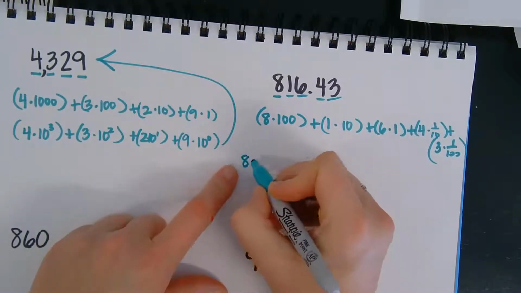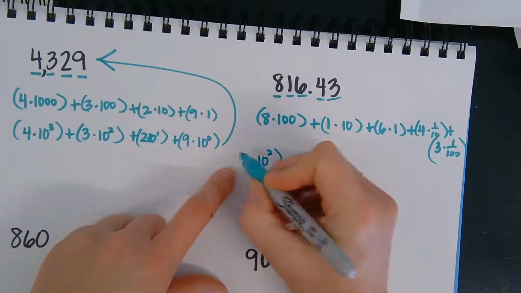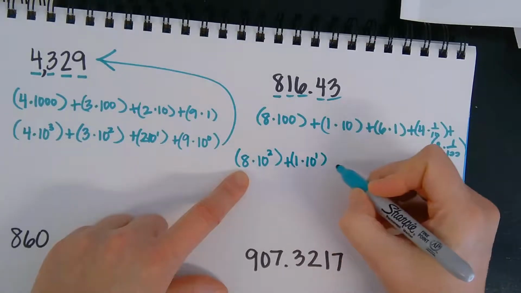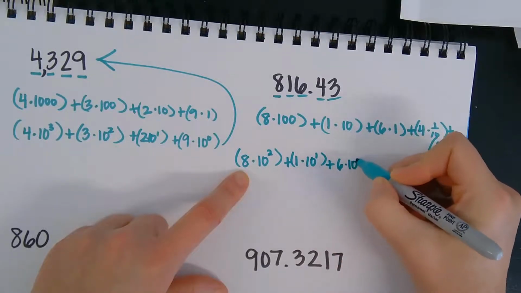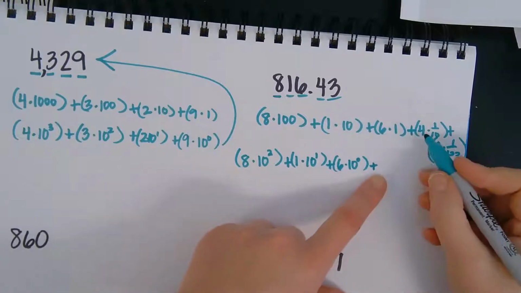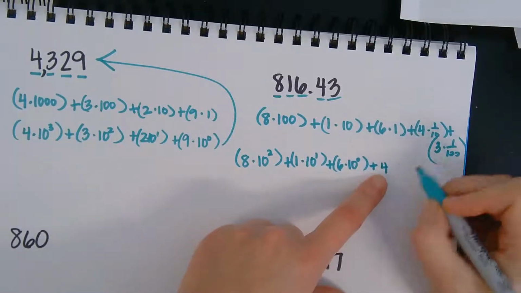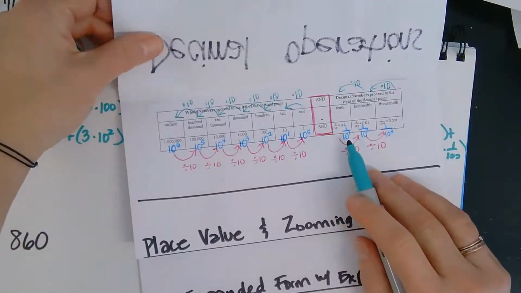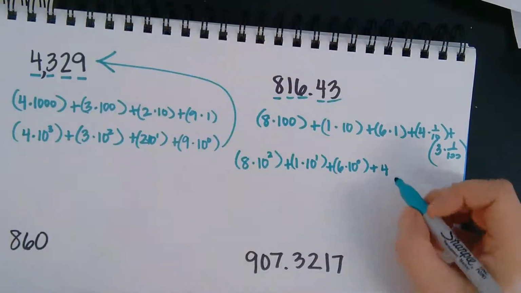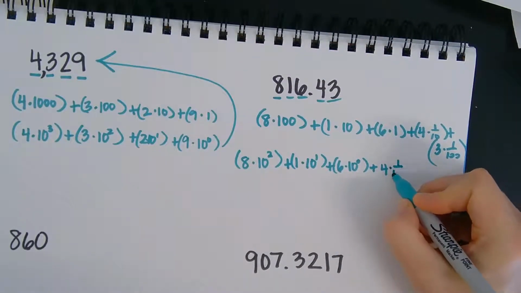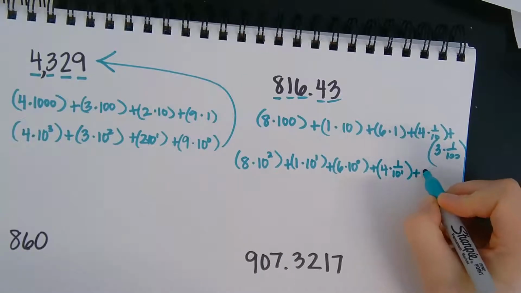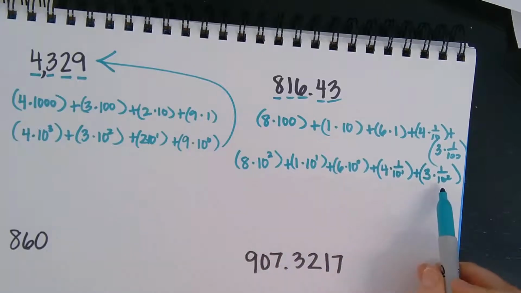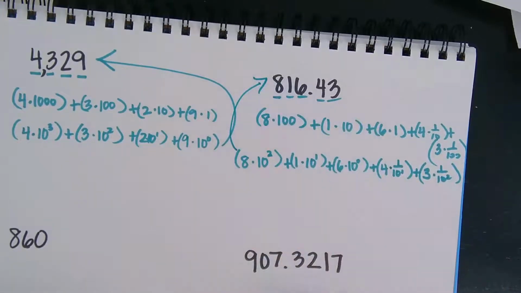So 8, our 100 written in exponents, so 8 times 10 squared plus 1 times 10 to the first plus 6 times 10 to the 0 power plus, remember how to write our 1/10. Again, if you need to look back at your previous notes here, we have that in here from that previous video. So this is 4 times 1 over 10 to the first plus 3 times 1 over 10 squared. All right, that would be the expanded form with exponents for this number.